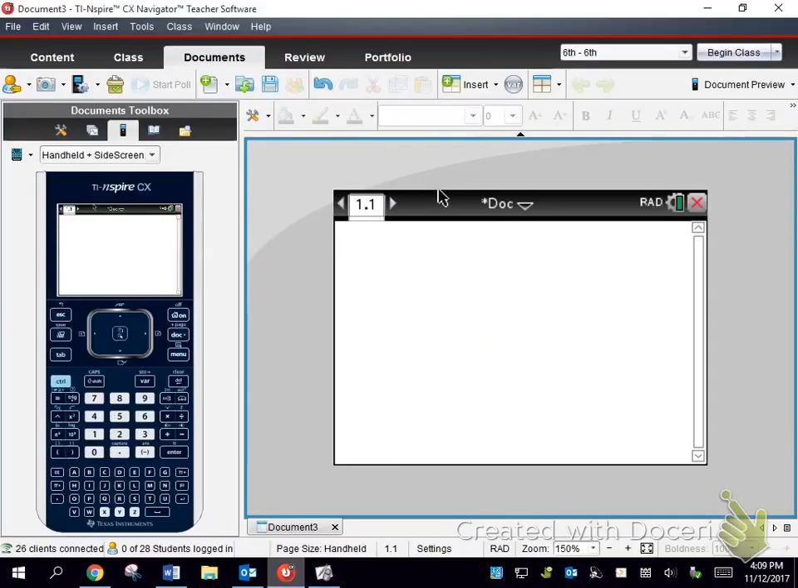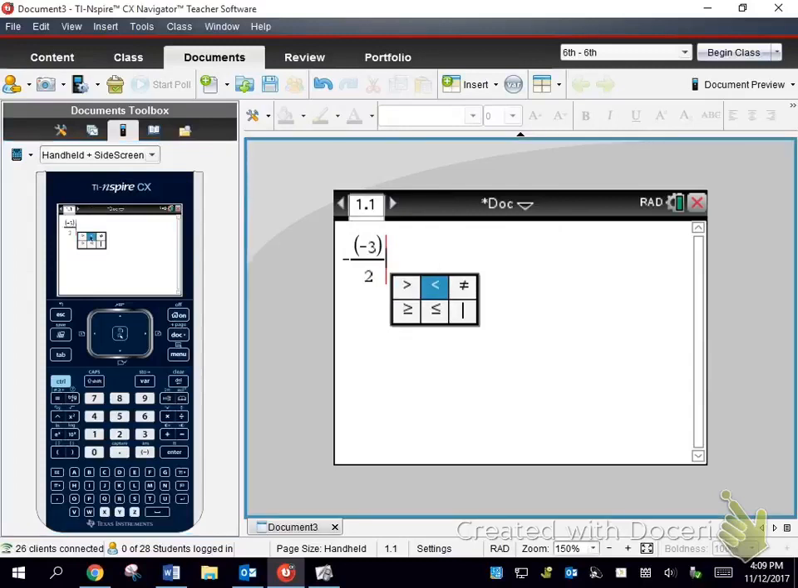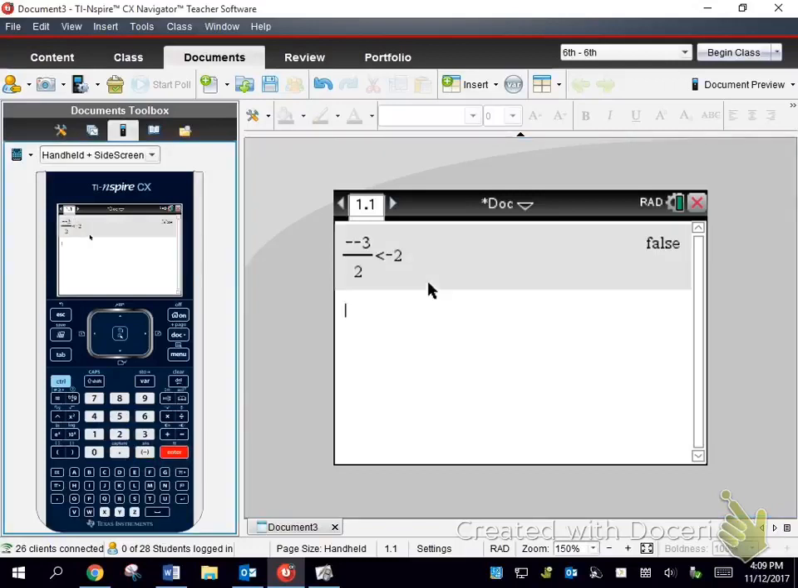So on your calculator, I have negative, and I have control divide. On the top, I have negative 3. Oops. Let's make that a negative 3. On the bottom, I have a 2. Just a regular old 2. And then the inequality, I have control, and your inequality, that equal sign, there we go. Inequality is going to be less than, so I'm going to hit that, is less than negative 2. Now hit enter. You see, that is false.